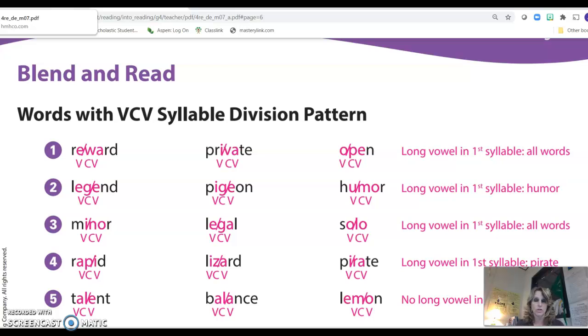Once you learn the rule, if it's a long vowel in the first syllable, you put the line after the vowel. If it is a short vowel in the first syllable, you put the line after the first consonant.